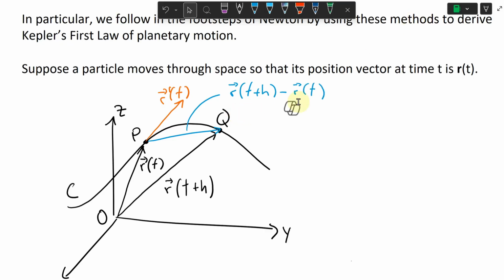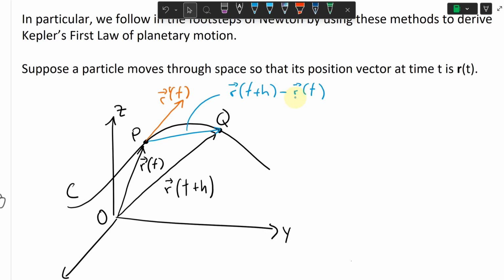You can see this if you just use basic vector addition. If you take r of t and add it to this one, these just cancel out, so this would cancel out with this one. You're just left with that. So we can basically erase all that, and that's what we have there.